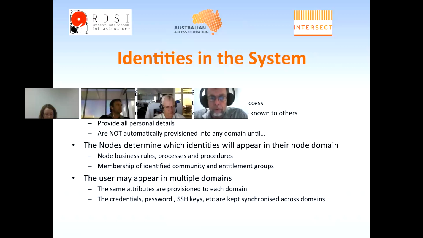Alternatively, membership of identified community or entitlement groups will flow down into a domain if that group also flows down into the domain. And I'll talk about that a bit later on or shortly. The user may appear in multiple domains or multiple nodes, but the same attributes are provisioned to each domain if that user is entitled to be within that domain or node. Their credentials, their passwords, secure SSH keys are all kept in synchronization from the top down across all of the domains that user is a member of. And that's important later.